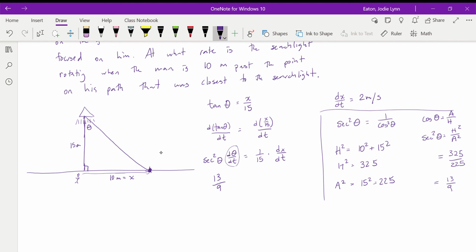So now we have 13/9 times d theta dt equals 1/15 times 2. Simplifying, we have an 18 on top, a 15 times 13 on the bottom, but we can cancel a 3, leaving us with 6 on top, and then 5 times 13, or 65. So d theta dt equals 6 over 65 radians per second.